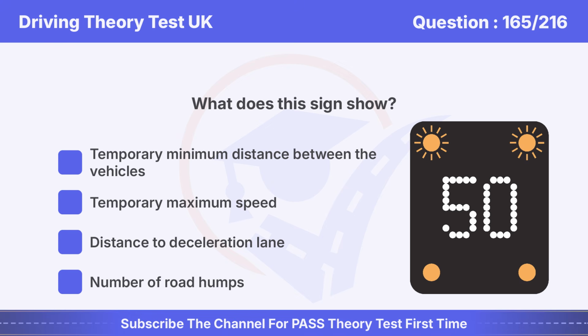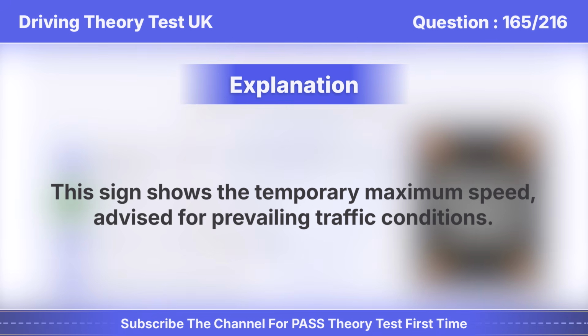Question 165. What does this sign show? Answer is B. Temporary maximum speed. This sign shows the temporary maximum speed, advised for prevailing traffic conditions.